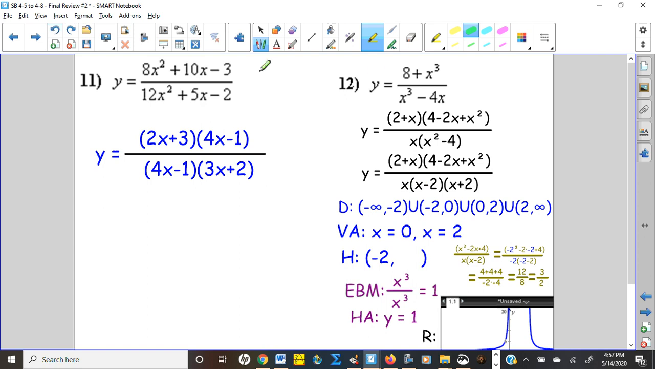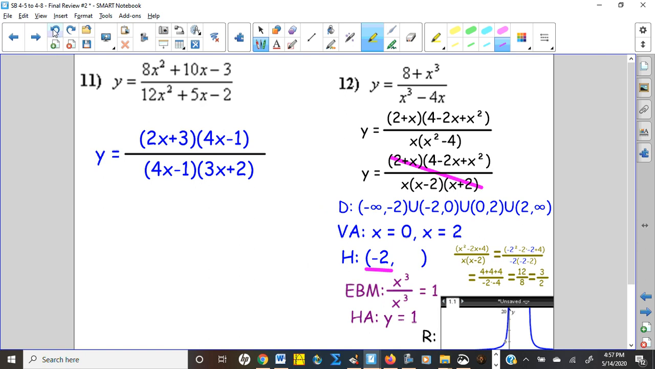Now we have to analyze those numbers. And 2 of them did not cancel, right? These 2 right here did not cancel with any factors above. So 0 and 2 become vertical asymptotes. Meanwhile, the last one did cancel. Those guys right there, 2 plus x, x plus 2 mean the same thing. So negative 2 is a hole. Okay, now notice we did the domain, vertical asymptotes, and half the holes just by factoring and looking to see what canceled. That's half the problem.